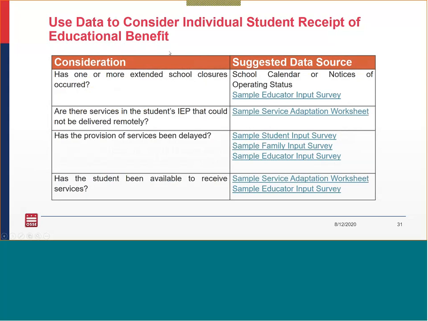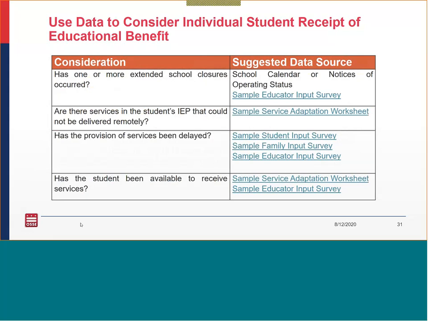So here are some questions that you can think about that are part of the receipt of educational benefit checklist of considerations, and the tools that can help you to answer those questions. The first consideration is, has one or more extended school closures occurred? Well, you can use your school calendar or notices of operating status. You can also use your educator input surveys to note if services were not available to a student.